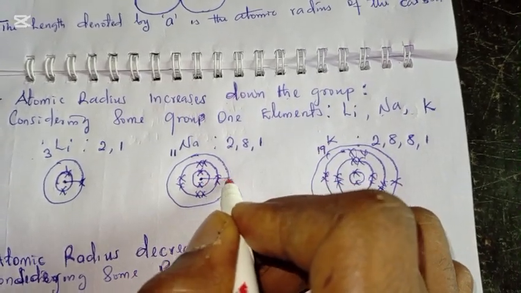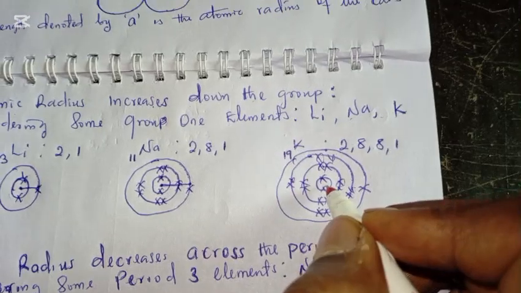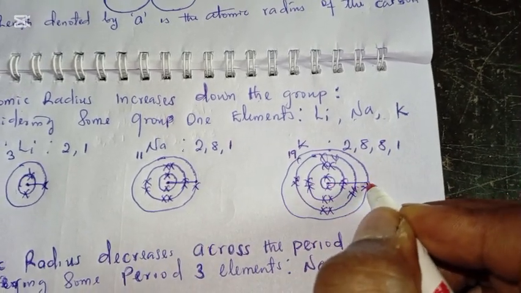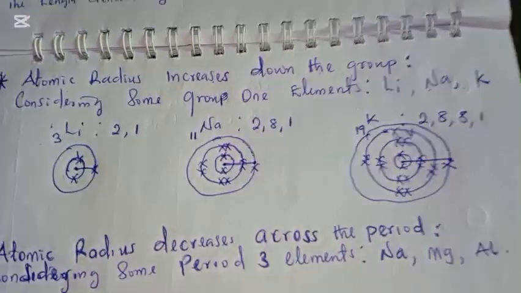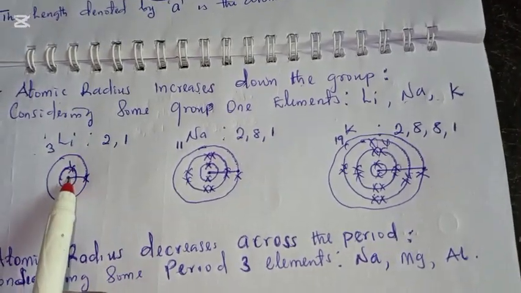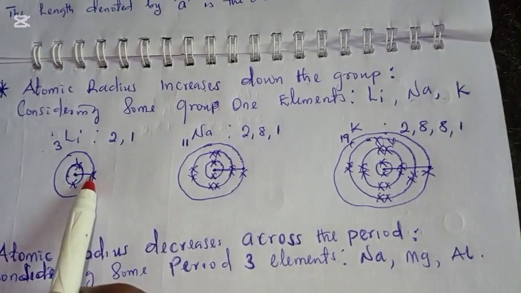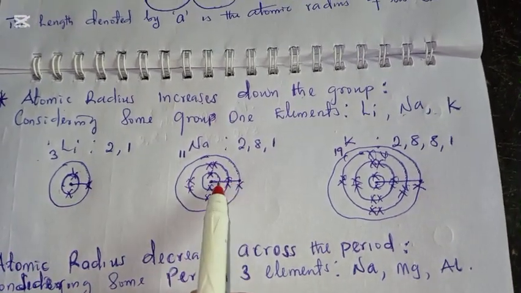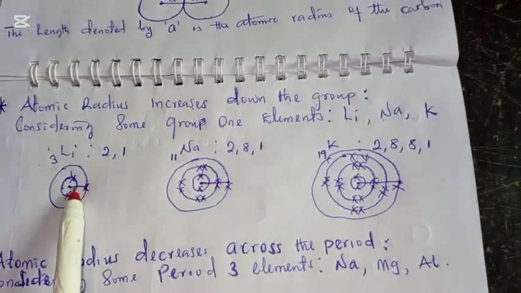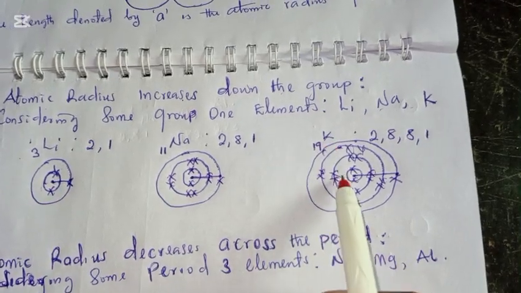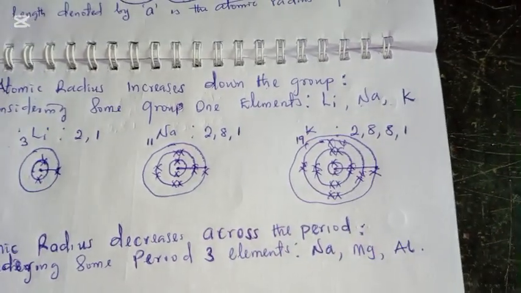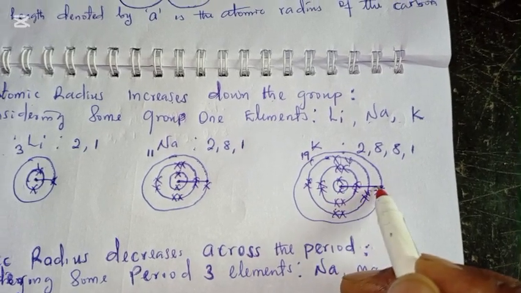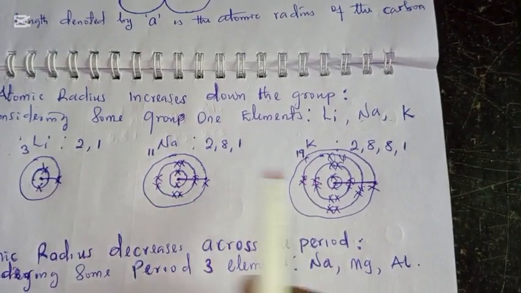Can you see that? Also, if you look at the last one there, the distance between here and the valence electron is larger. Now, if you look at what is happening here, lithium has a smaller atomic radius. Sodium has one bigger than that of lithium, while potassium has the largest atomic radius when comparing these three elements.